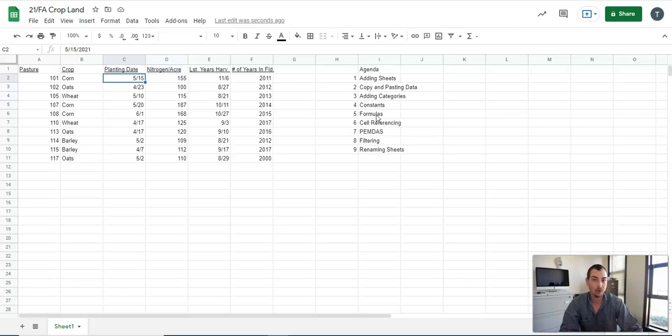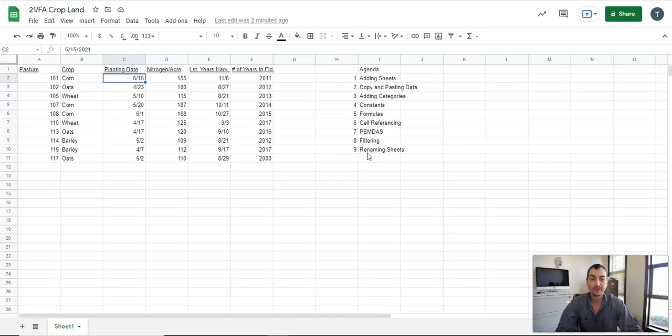Actually, how do we put in formulas to turn this into more of a calculator than just a data collection type deal or a data storage. We're also going to be talking about something that's very important, known as cell referencing, and also with cell referencing, absoluting cells. This is a very important key concept. We're going to be talking about how Google Sheets allocates formulas, and it actually uses that PEMDAS method, the parentheses, exponentials, multiplication, division, addition, and subtraction. We're also going to be looking at the concept of filtering and then also renaming sheets. So let's go ahead and get started.